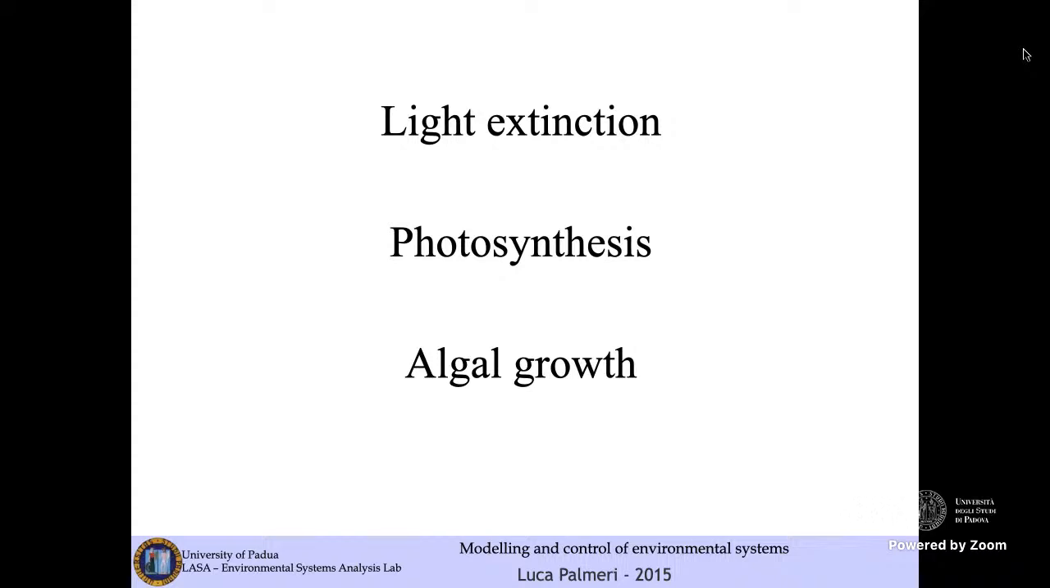So we shall now introduce a way of modeling the effect of extinction of light due to terrestrial obstacles. And then we will go into some details on the photosynthesis process, and then we will briefly introduce algal growth, but in actual algal growth, we will go into much more detail in the next lectures and lectures of next week. So let's start with light extinction.